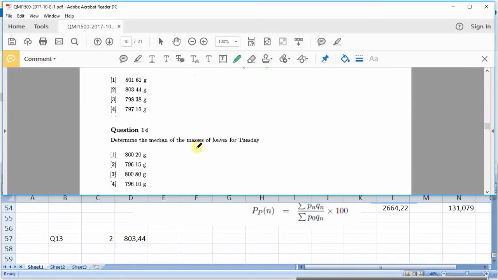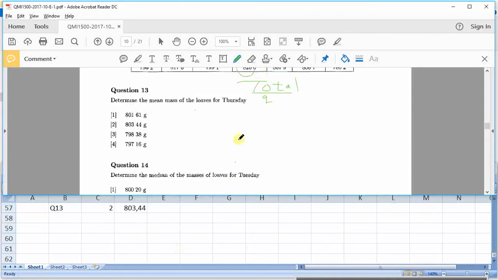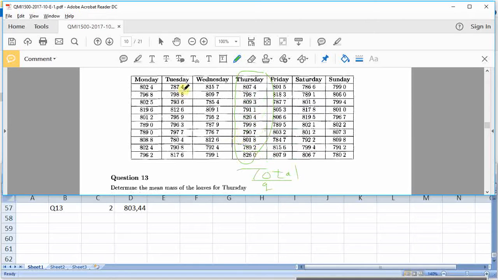Mean just means average. Okay, determine the median of the masses of loaves for Tuesday. Let's look at Tuesday. There's Tuesday. Median is the middle point, so we need to look at the two middle values. Alright, so let's order the data.